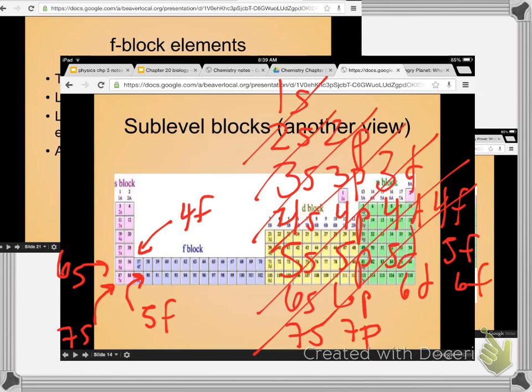So, could there be things that are filling the 7d and the 7f and the 6f? There could. Not that we know about. So, for chemistry here on Earth, with the elements that we are aware of, we don't actually have anything that will fill up into the 6f and 7f, because the f block is just filling the 4 and 5f. Okay, so this is the first half of period 6. We'll pick up with the second half in another video.